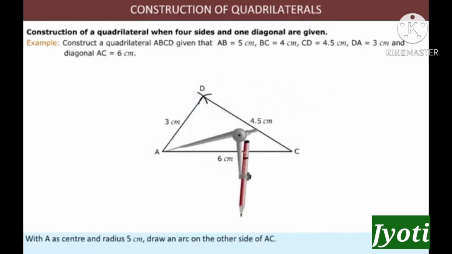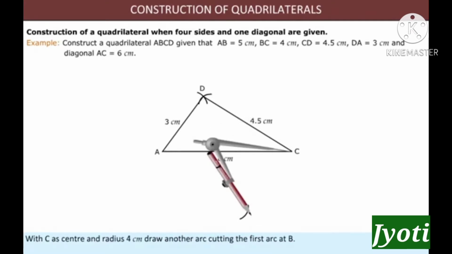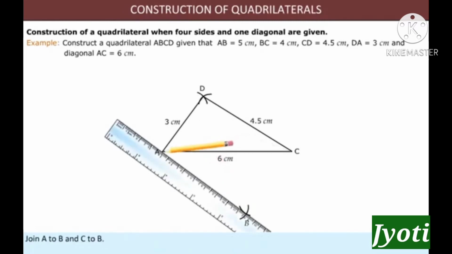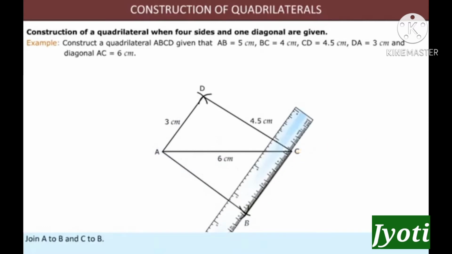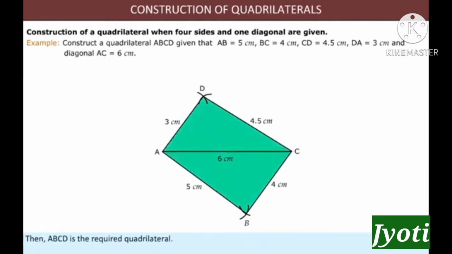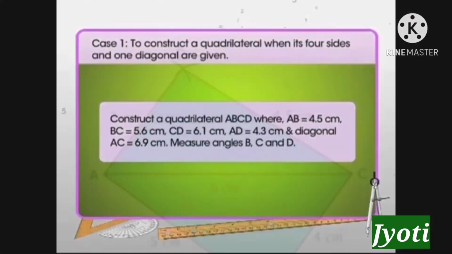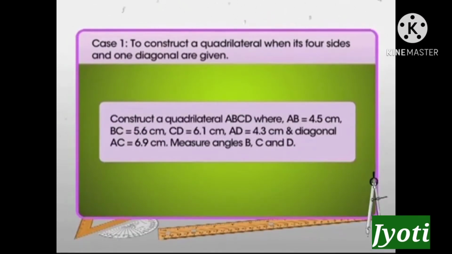With A as center and radius 5 centimeters, draw an arc on the other side of AC. With C as center and radius 4 centimeters, draw another arc cutting the first arc at B. Join A to B and C to B. Then ABCD is the quadrilateral. These are the steps to construct a quadrilateral when its 4 sides and 1 diagonal are given.